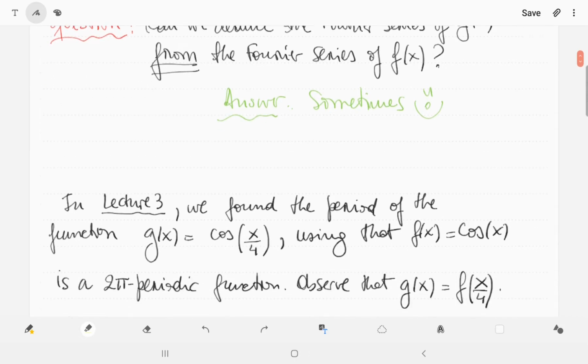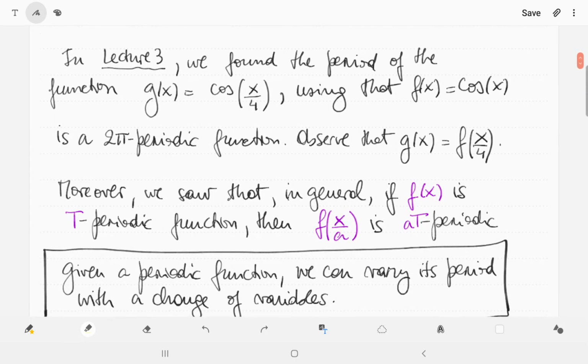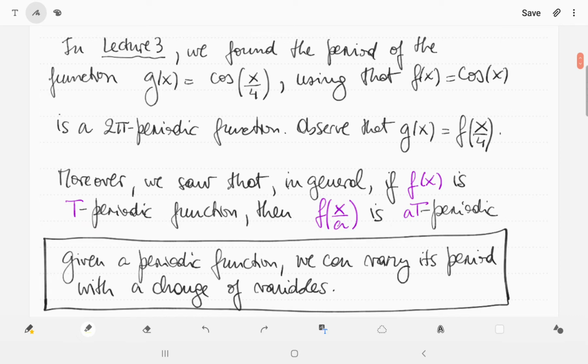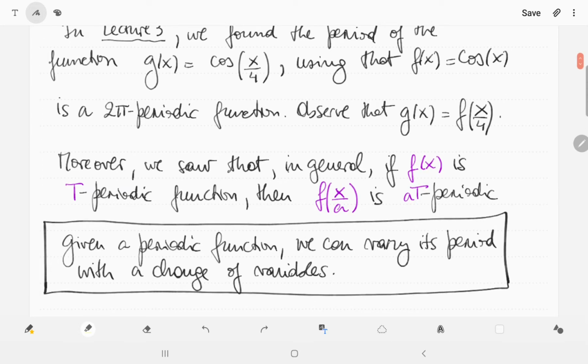Okay, so just one more comment before the example. Last lecture we found the period of this function, cosine of x over 4, using that we know the period of cosine. We also saw this general property that if we have a function which is T-periodic, and we modify this function in this way, x over a, then this new function has period a times T.